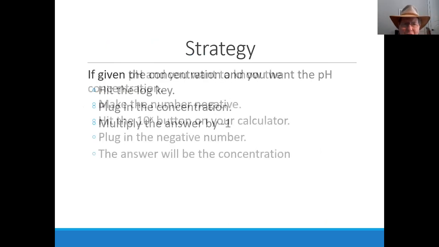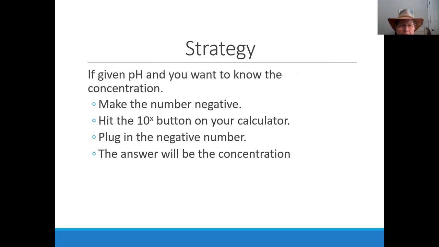So let's talk about pHs and strategy. If you're given the pH and you want to know the concentration, in your mind, make that number negative. You're going to hit the 10 to the X button on your calculator, plug in the negative pH, hit enter. The answer will be the concentration. It will be a low number.